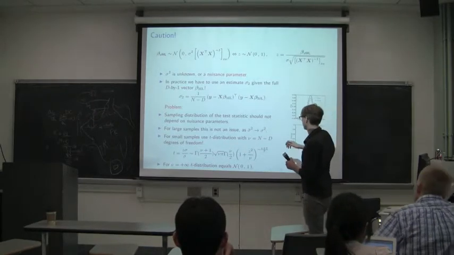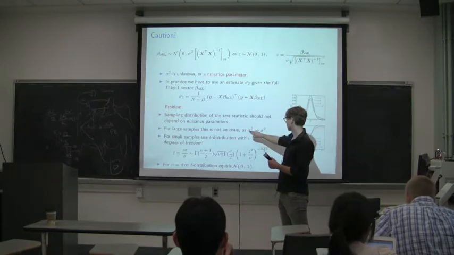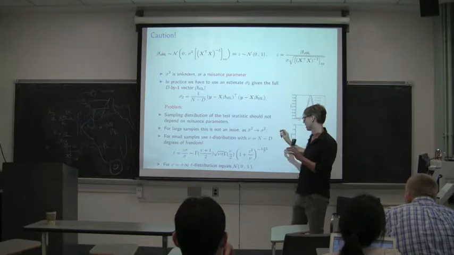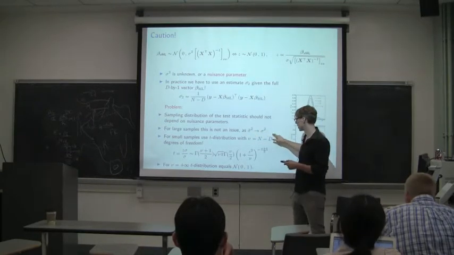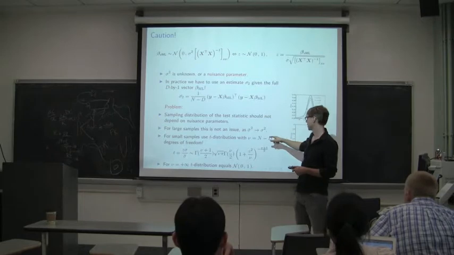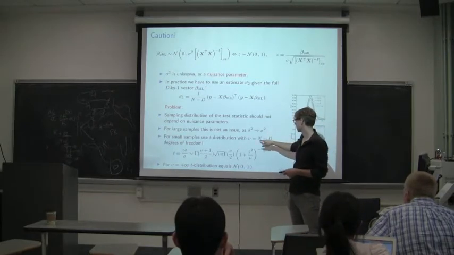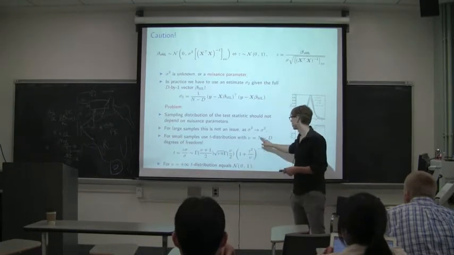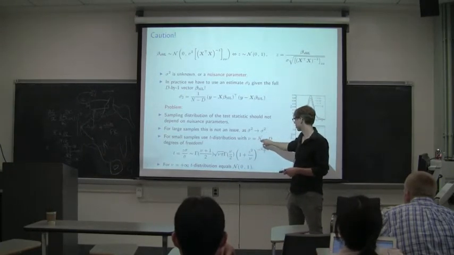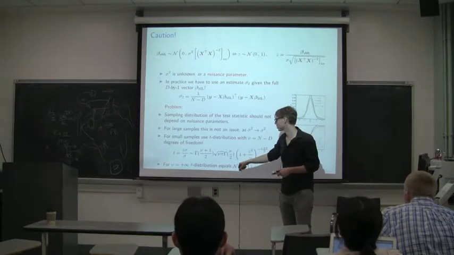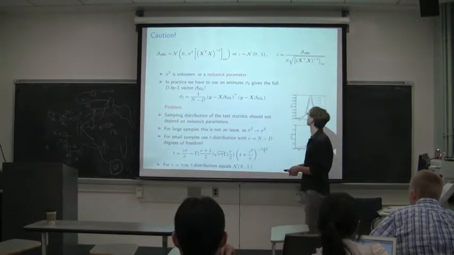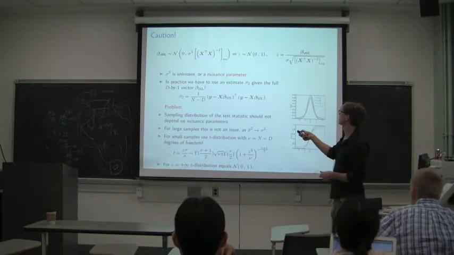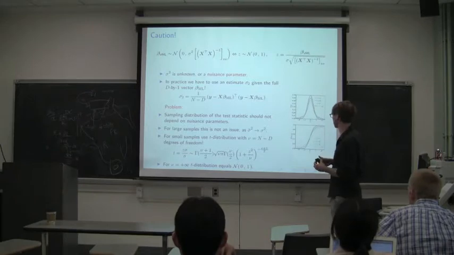This now corrects for the additional uncertainty that we have in these nuisance parameters. For n equals infinity, this goes to the true variance, and the degrees of freedom become infinite, so this just becomes a standard normal distribution. In that case, if you plug in the t-distribution, the normal distribution becomes exact.